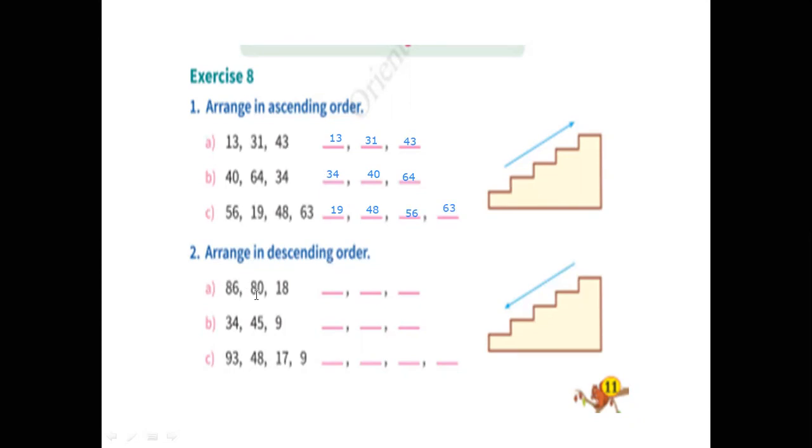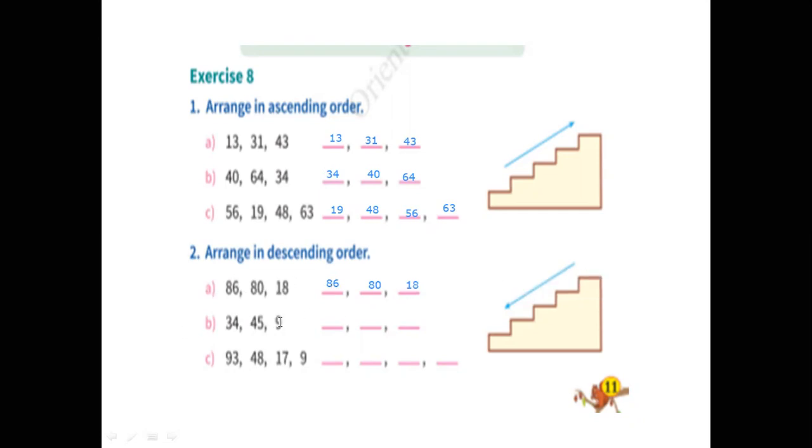Okay. 86, 80, 18. Which is the biggest here? 86 is biggest number. 86 we have wrote. 80 and 18 is there. Which is the biggest? Comparing 80 and 18, 80 is biggest. Now left one is 18. Comparing all these number, 18 is the smallest. So biggest to smallest we have arranged.